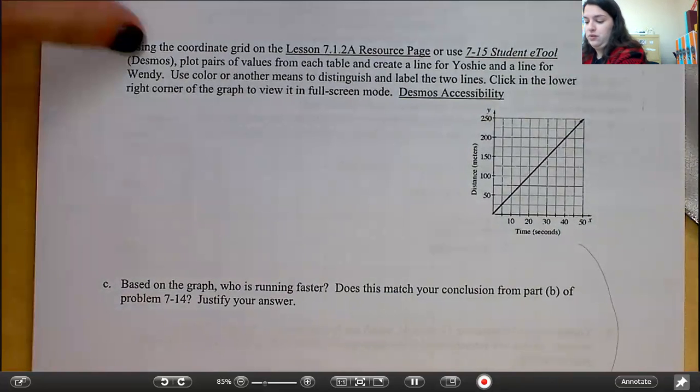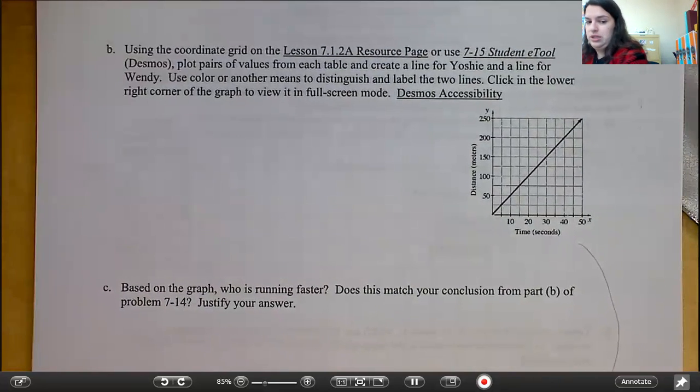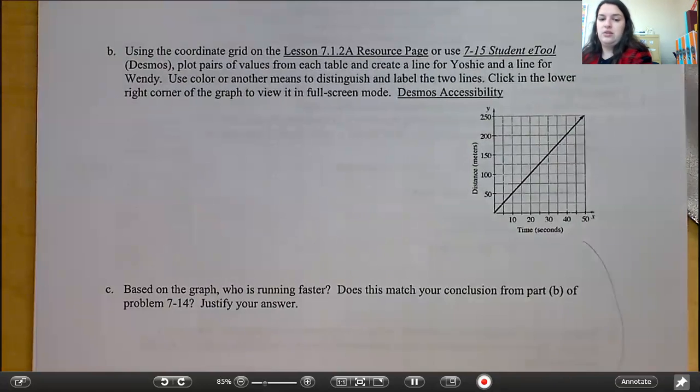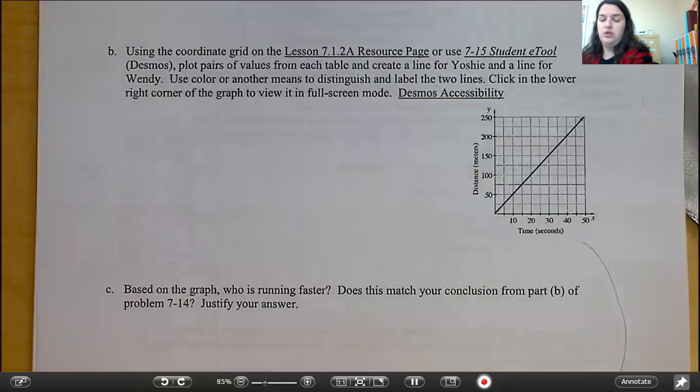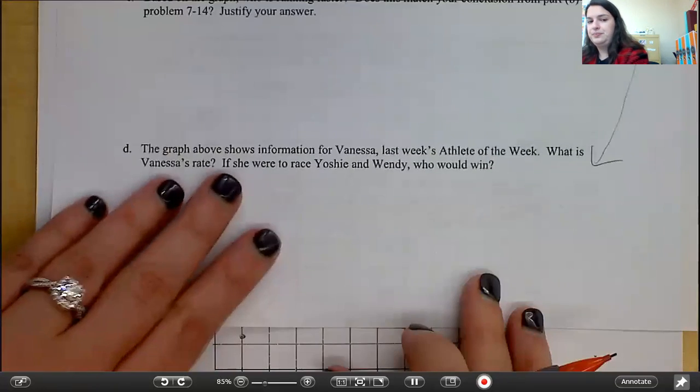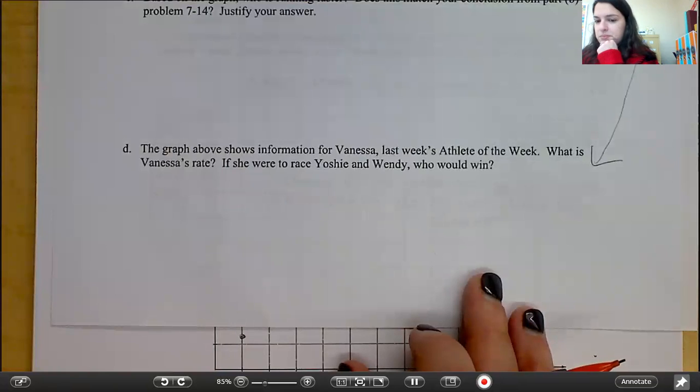Okay, if you're back with me, you've completed your graph. Now you're going to answer part C. Based on the graph, who is running faster? Does this match your conclusion from part B of problem 714? Justify your answer. So go ahead and answer part C. And if you're back with me, you answered part C. We are going to talk about that in class.